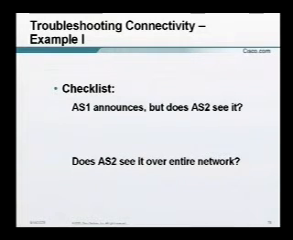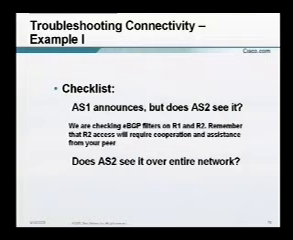So AS1 announces, but does AS2 see it? Well, here we're checking the eBGP filters on router 1 and router 2. Router 1's in AS1, router 2 is in AS2. Remember that you need router 2 access to do this. It doesn't mean you send an email to your neighboring ISP and say, "Oi, give me access to your router." You'll ask him, "I'm trying to troubleshoot blah, blah, blah. Do you see this network on your neighboring router?" And if they do, well, then ask them to give you a show output for that prefix.